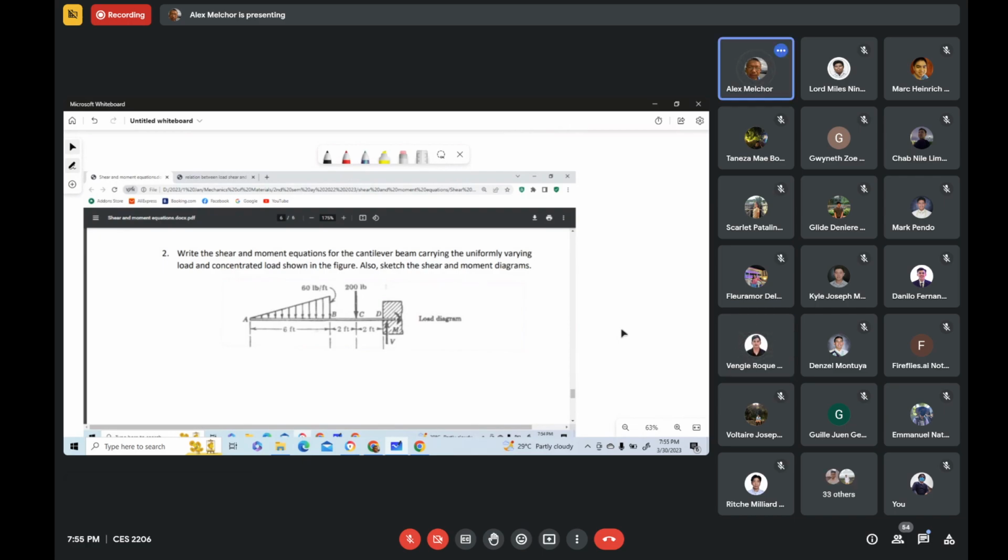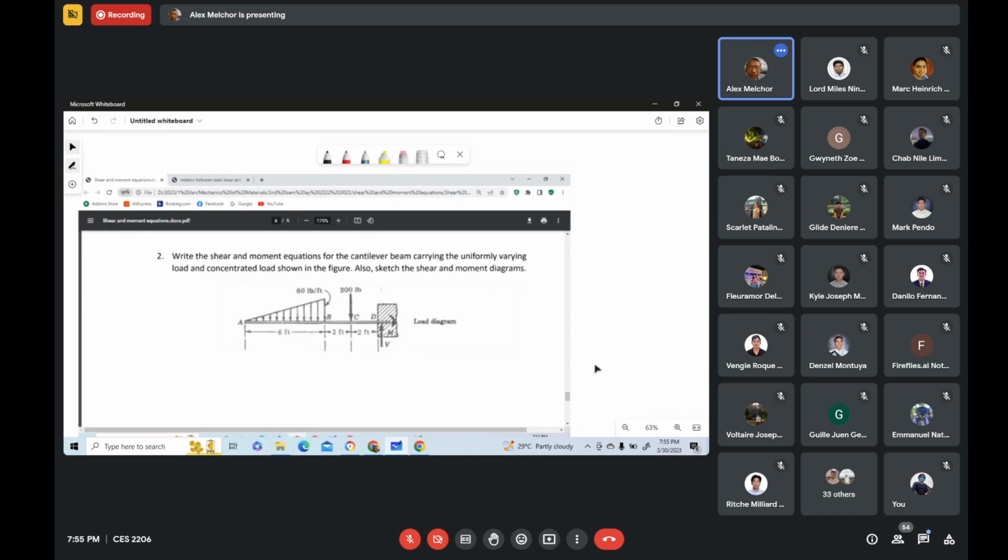Okay, thank you. Write the shear and moment equations for the cantilever beam carrying the uniformly varying load and concentrated load shown in the figure. Also, sketch the shear and moment diagrams. Okay, thank you.